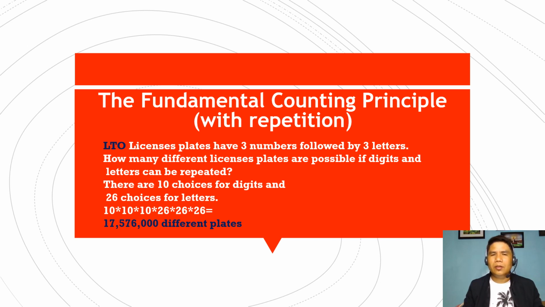So with repetition, that means there are always 10 choices for the first number, another 10 choices for the next number, another 10 choices for the next number, because it's repeated. Same with the letters: 26, 26, 26. That's why we can solve it by multiplying 10 times 10 times 10 times 26 times 26 times 26. Thus, you can have 17,576,000 different plates that can be formed.